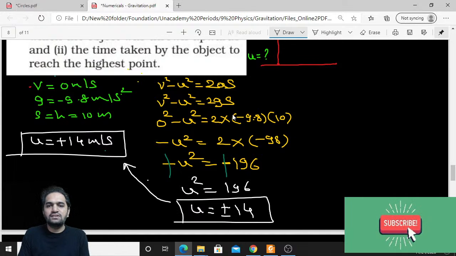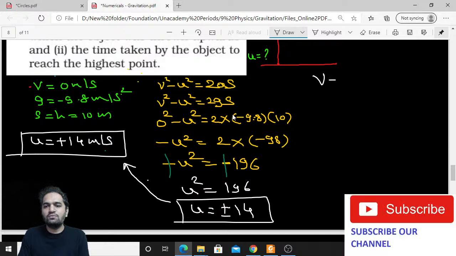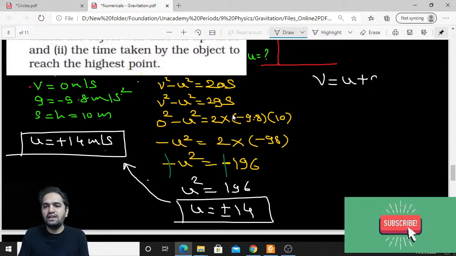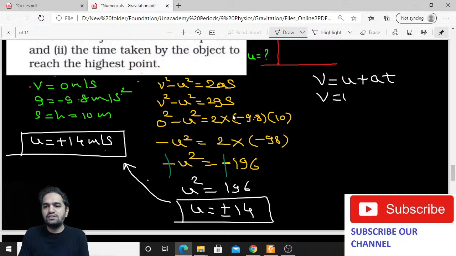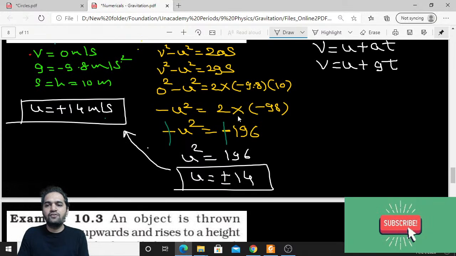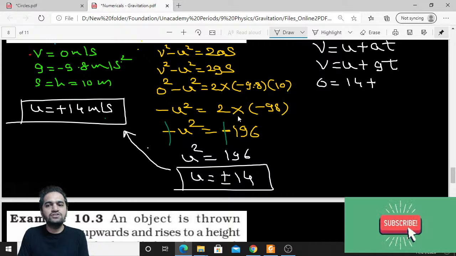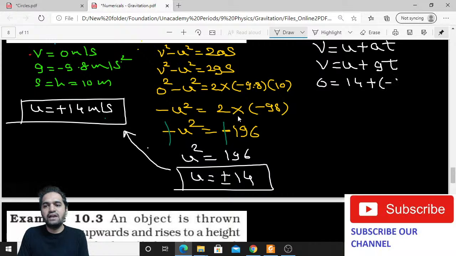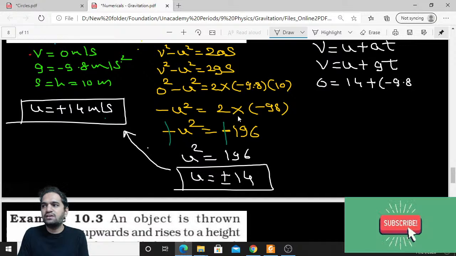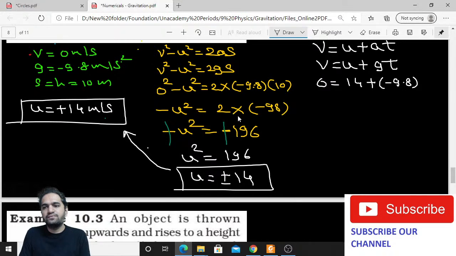Now after this, they are asking us to find out the time also. So time can easily be calculated by the formula v is equal to u plus at. You can change it to u plus gt. You can put the values there. V value is 0. U value is plus 14. What is the value of g? Value of g is minus 9.8. Right? Value of g is minus 9.8, into t.